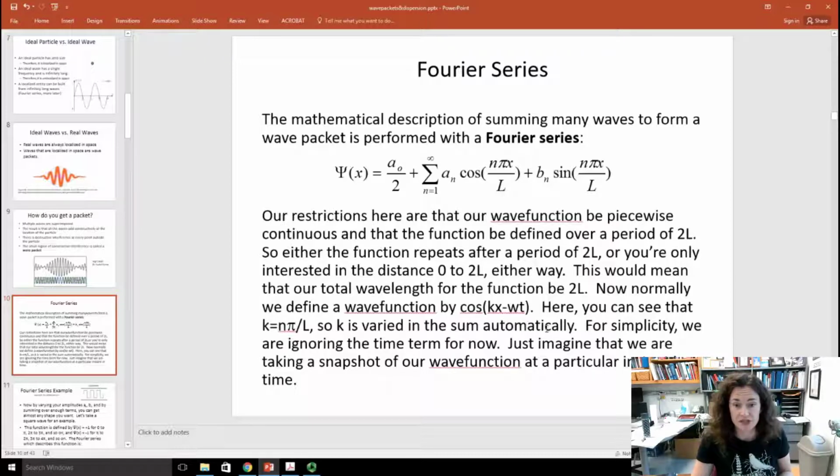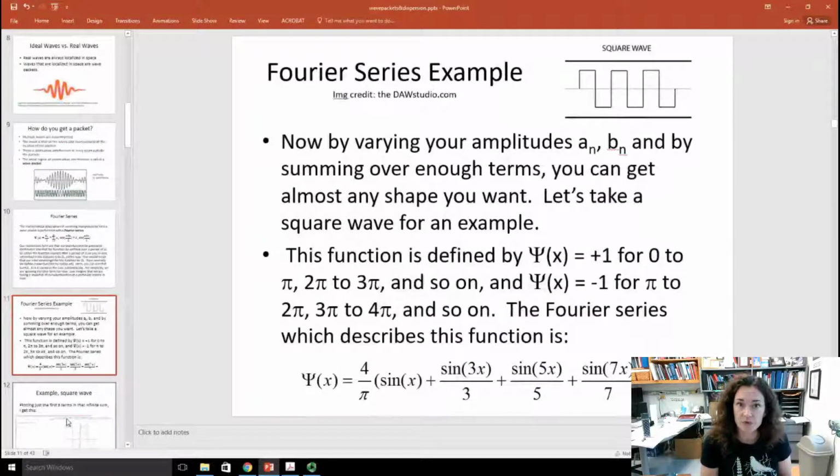Now for simplicity, we're just ignoring the time term for now. However, you can imagine that the mathematics could be extended to include a time term with relative ease. Since we're ignoring the time term, we're just taking a snapshot of our wave function or our wave packet at a particular instant in time. Okay? Now I'd like to do a Fourier series example to remind those of you that might have seen it before and maybe introduce the concept to those of you that this is a new idea.